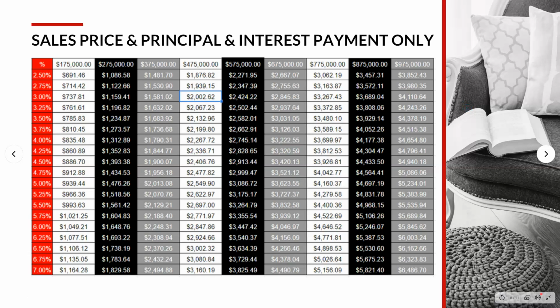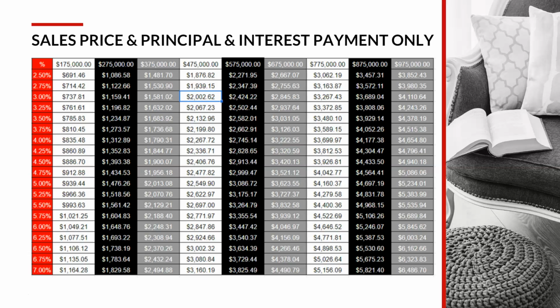All right, to the next column. Say your interest rate was 3% and you're looking to spend $475,000. So the payment is $2,002 and 62 cents. Sorry, $2,002.62. So it's only the principal and interest payment.